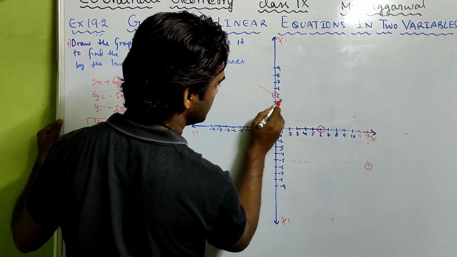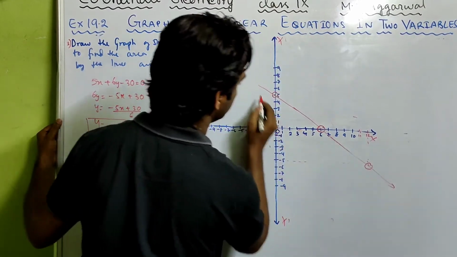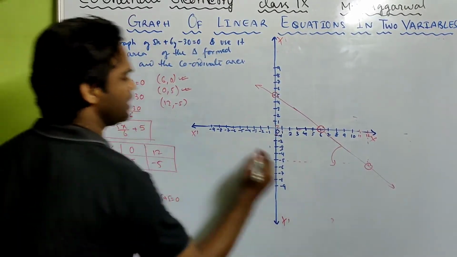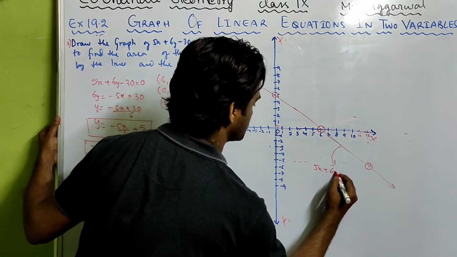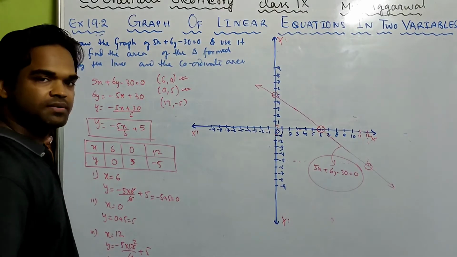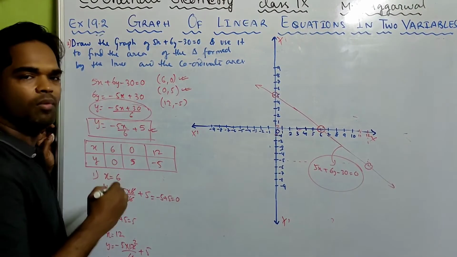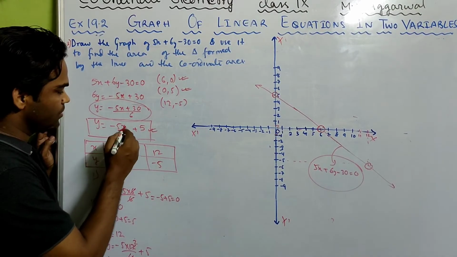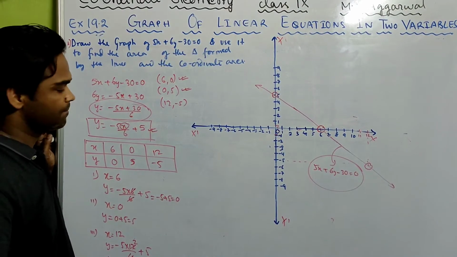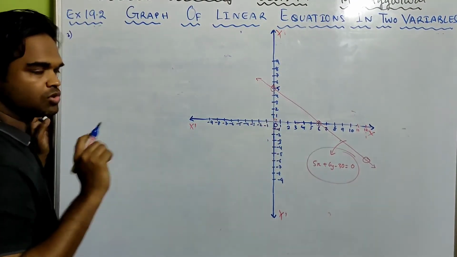Now, we'll join this. Yeah, you're getting a straight line. And this line is what? 5x plus 6y minus 30 equals to 0. Done. Pretty easy. If you write in this form, is good. You can do it by this form also. But when you write in this form, you know the values of x will be a multiple of 6, so that it cancels with this 6. Clear?